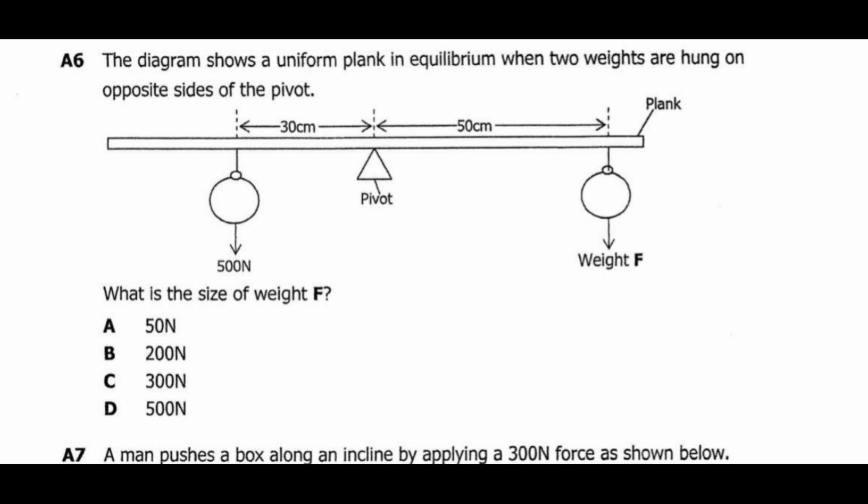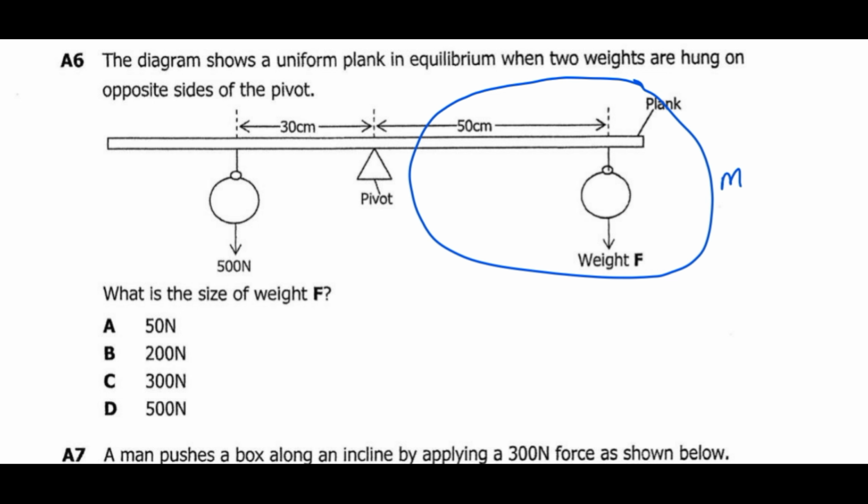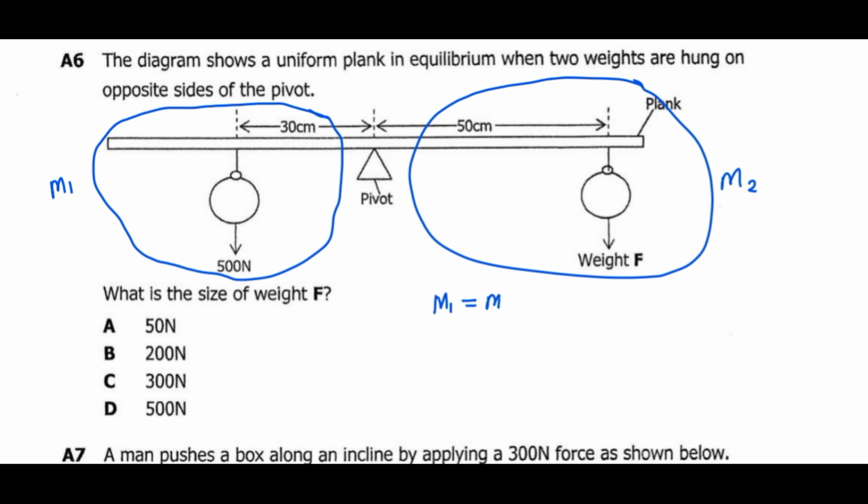The diagram shows a uniform plank in equilibrium when two weights are hung on opposite sides of the pivot. Okay, so we can analyze here. Now the question is, what is the size of weight F for this to balance? Remember, this moment here, we'll consider this one as moment 2, must be equal to this moment here for this setup to balance. So we'll say moment 1 must be equal to moment 2. Then we'll say force 1 times distance 1 is equal to force 2 multiplied by distance 2.